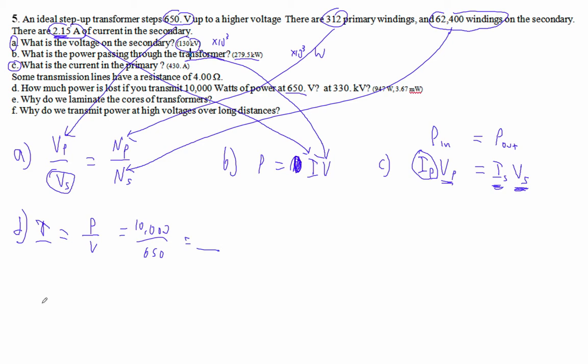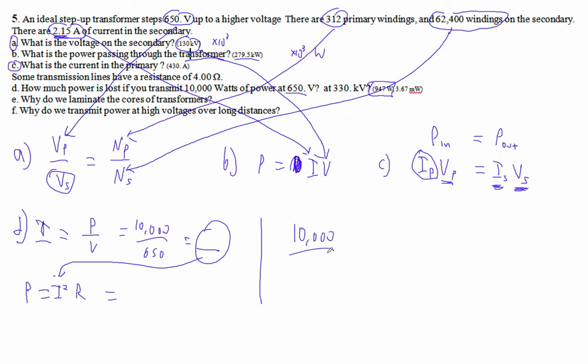It's a big number. Then the power lost will be I squared R in those power lines. So take that current that you just figured out, multiply by 4, and you'll get 947 watts. Then do the same exact thing for 330 kilovolts: 10,000 divided by 330,000 is going to be a tiny little current. Then do the same thing, I squared R, where R is 4 ohms. Do the same exact calculation. You'll see that it's just not very much power.